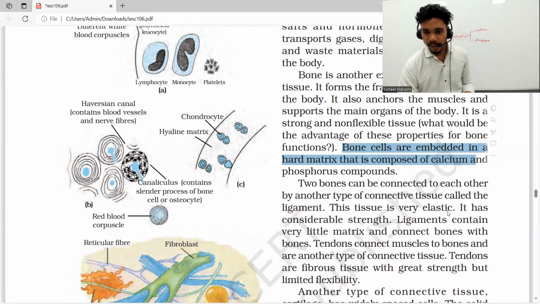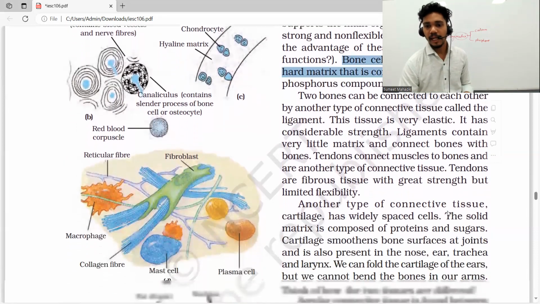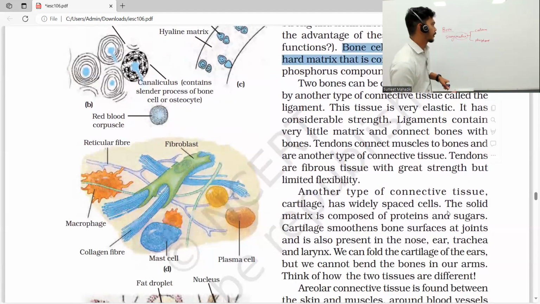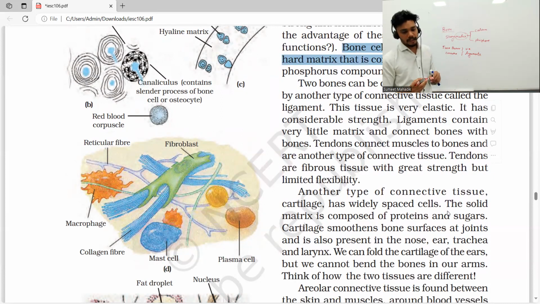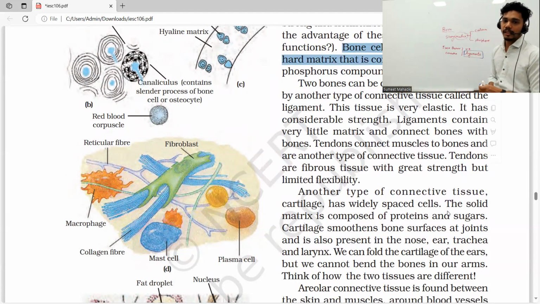Two bones can be connected to each other by another type of connective tissue called a ligament. Two bones are connected via ligaments. What is the function of ligaments? To connect the two bones. If you're writing this, please write it properly because this is important. Two bones can be connected to each other by another type of connective tissue that is called ligaments.